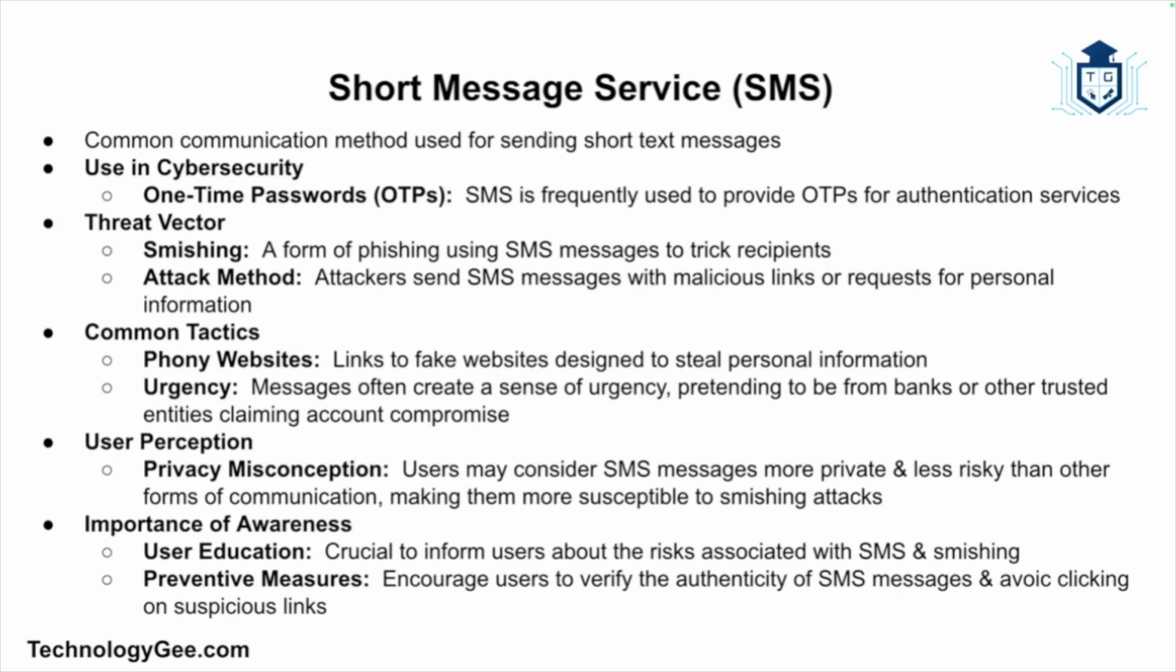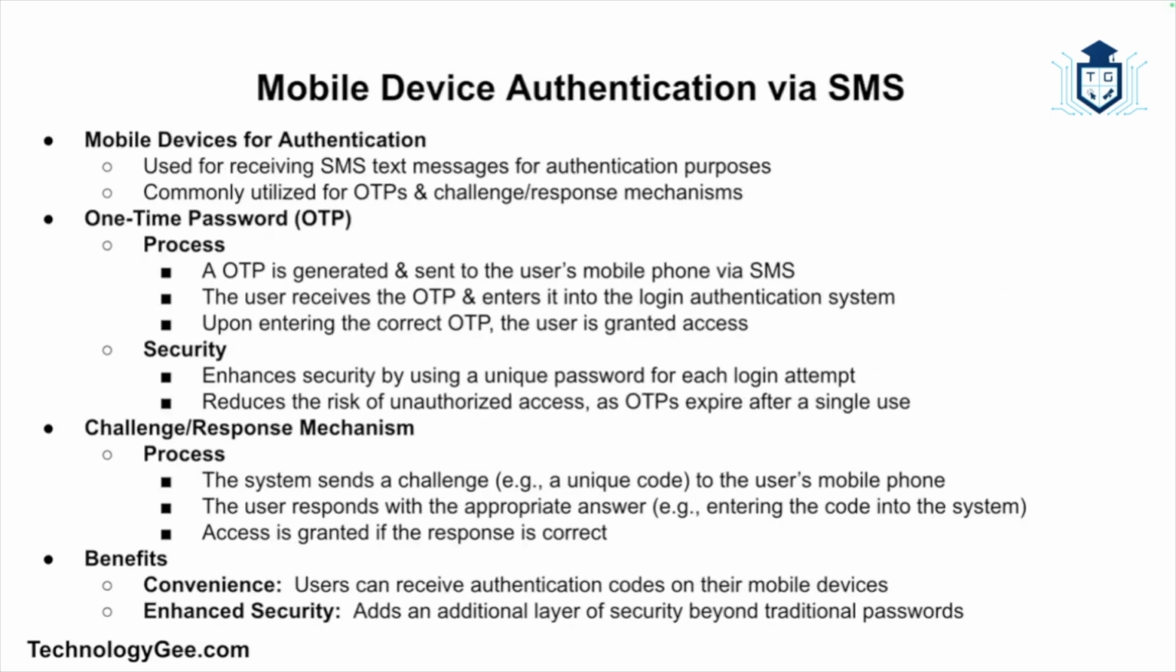Users may be more likely to fall for these scams than other types of attacks because SMS messages are considered more private and less vulnerable to security risk. However, it is crucial to inform users about these potential risks. Next, we have mobile device authentication via SMS. Mobile devices with SMS text capabilities can be used for authentication via a one-time password and challenge and response. With authentication via an OTP, a one-time password is sent to the user's phone via SMS, and the user enters the OTP into the login authentication and is approved.